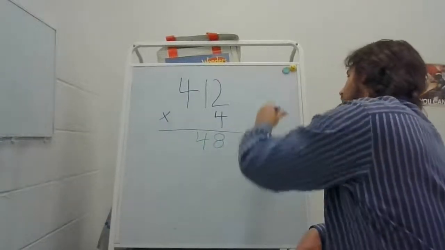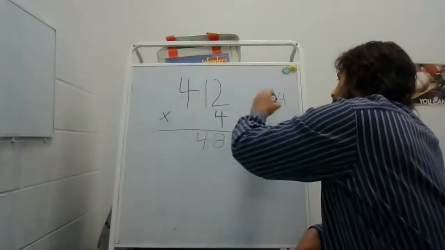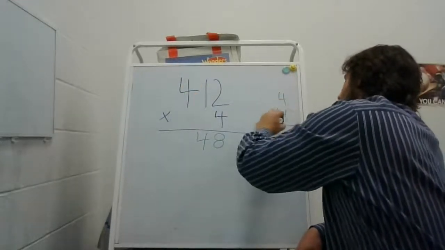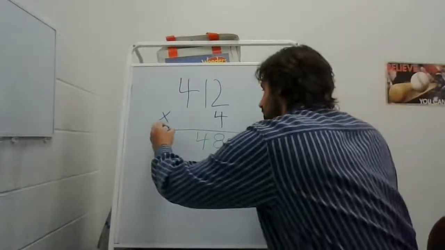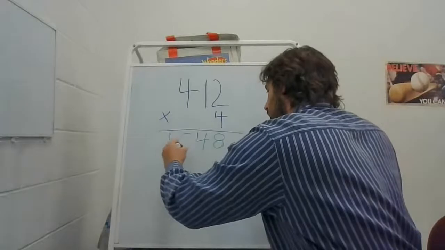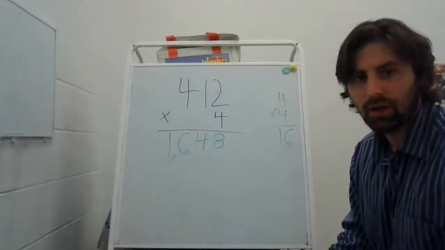Another little final problem. We've got to multiply the digit in the hundreds place now. 4 times 4. 4 times 4 equals 16. So I'll write 16 in front of 48, and our answer is 1,648.